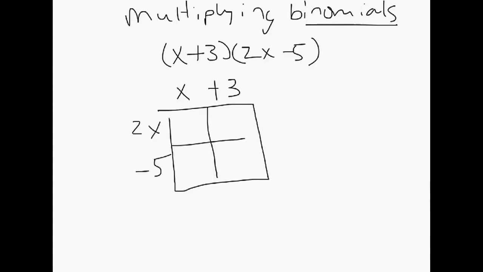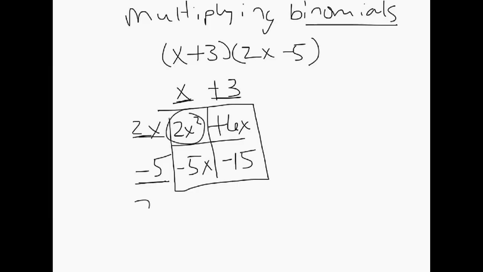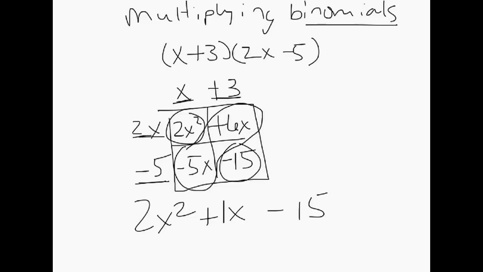You multiply to fill each box, so I do 2x times x is 2x squared. 2x times a positive 3 is 6x. Negative 5 times x is negative 5x. Negative 5 times positive 3 is negative 15. This is always the front of the answer. This is always the back of the answer. These two always combine to make the middle part of the answer. So on my calculator, I would type in negative 5 plus 6, and that's a positive 1x. Okay? You could also do 6 minus 5x. We probably would not see the 1, so it would just be 2x squared plus x minus 15.